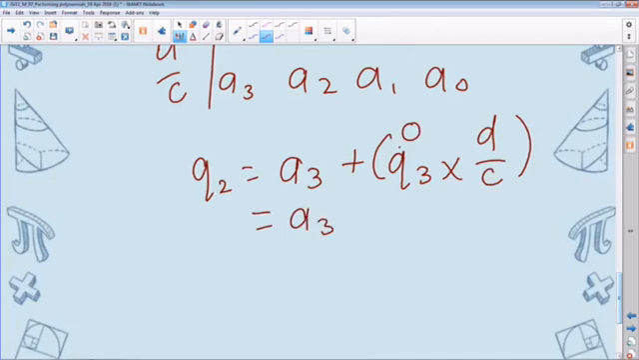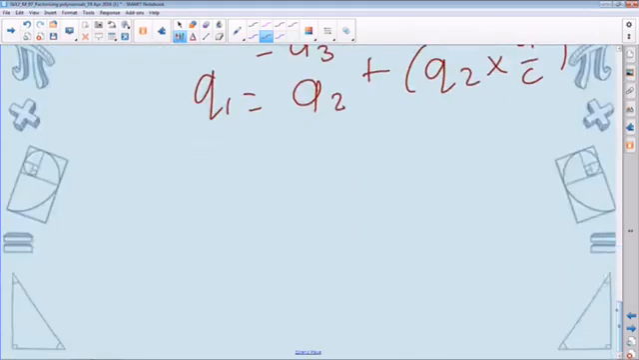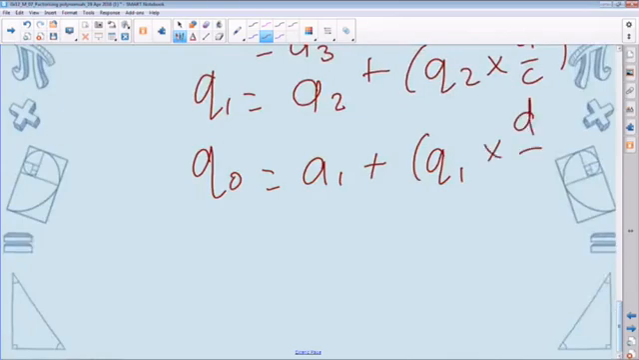Then q1, which is the next coefficient, will be a2, the coefficient there, plus q2 times d over c, and then q0 will be equal to a1 plus q1 times d over c. Okay, and then you get your remainder following the same process.